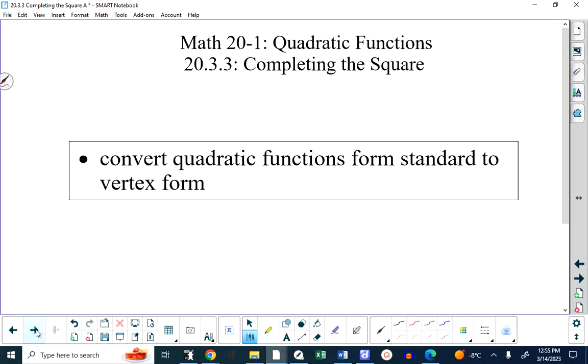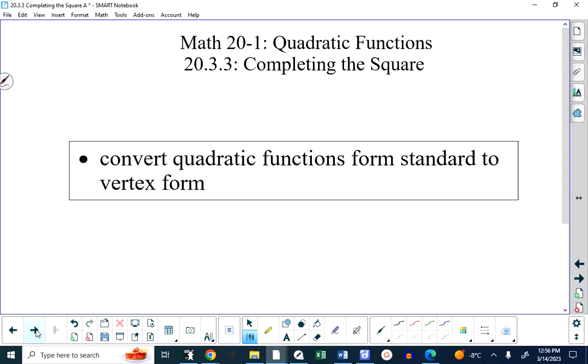If you look at the objective here in the box on the screen, it says convert quadratic functions from standard to vertex form. That is completing the square. When you complete the square of a quadratic function, you're changing it from standard form, which is that useless form that we have to go to our calculator to analyze. It's not totally useless, but we're converting it from that form into the vertex form. And for that reason, sometimes the vertex form is called the completed square form.